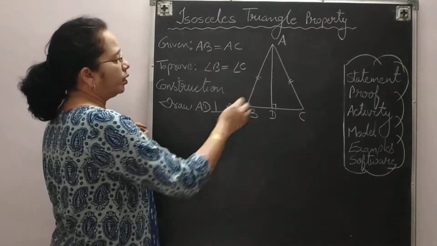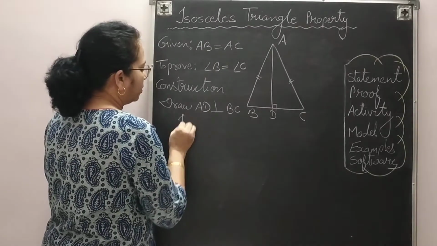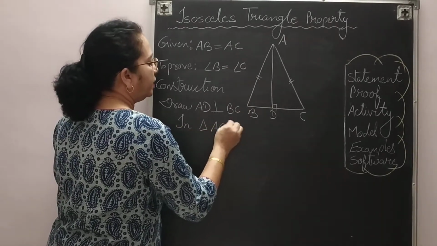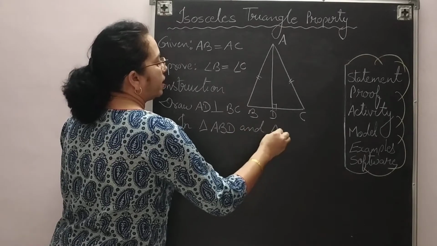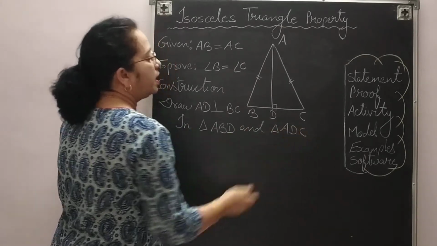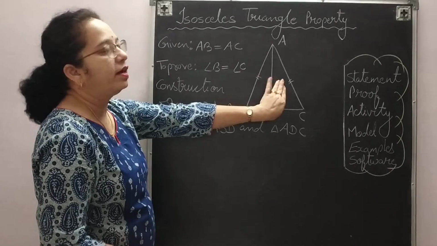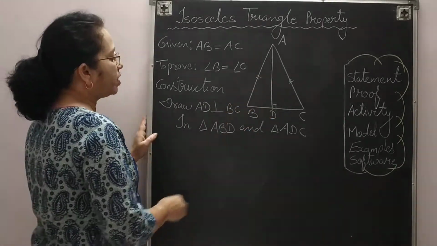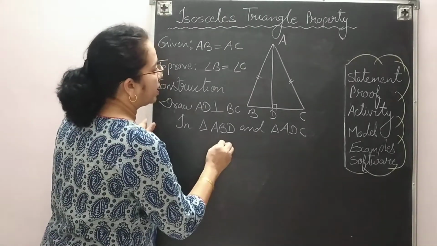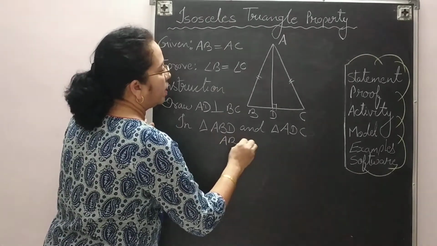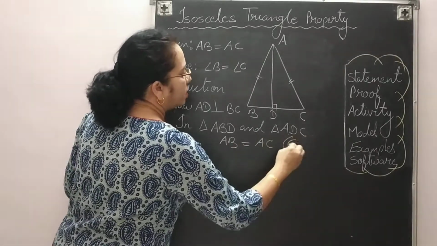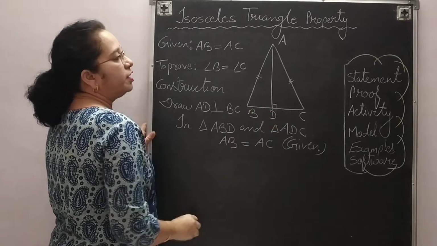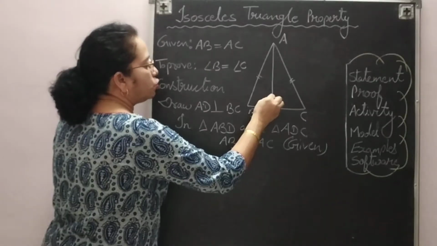Now two triangles are there. So in triangle ABD and triangle ADC, I am talking about this triangle and this triangle. We are having these two triangles. So one by one we will see which one is the same. Here we can say that AB is equal to AC. What is the reason? This is given. Okay. Now this angle is perpendicular, so this is also perpendicular.